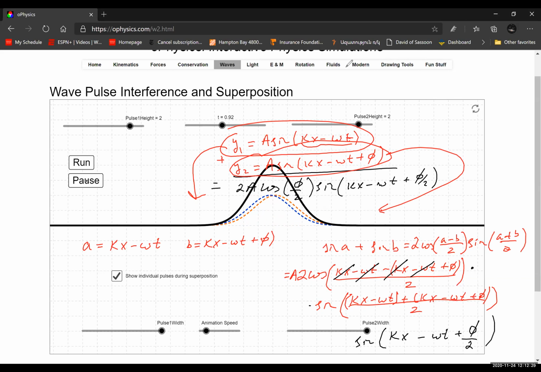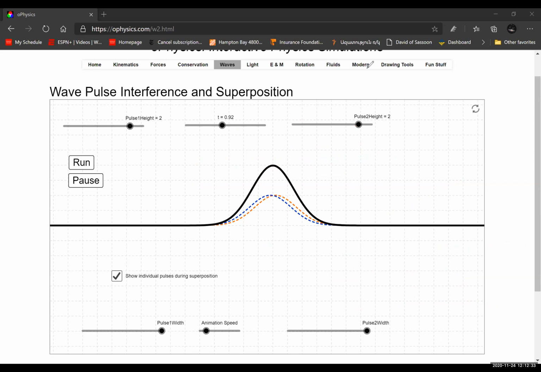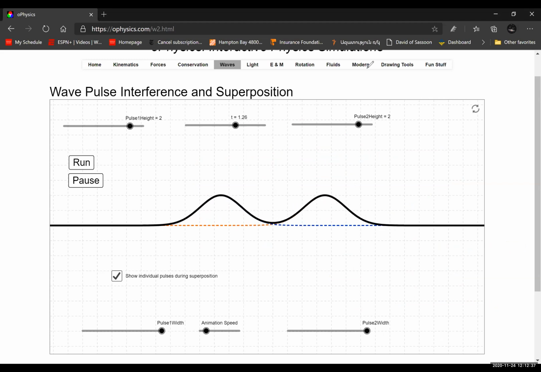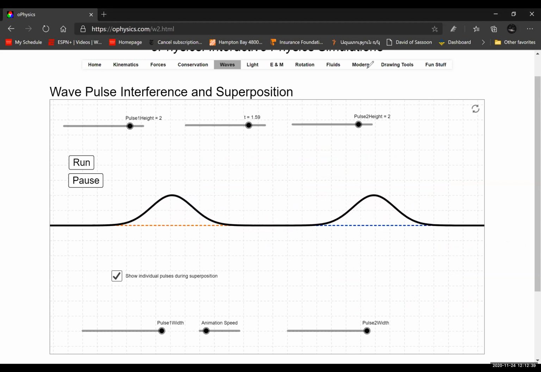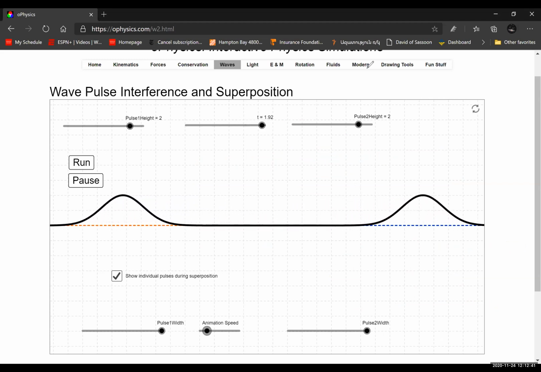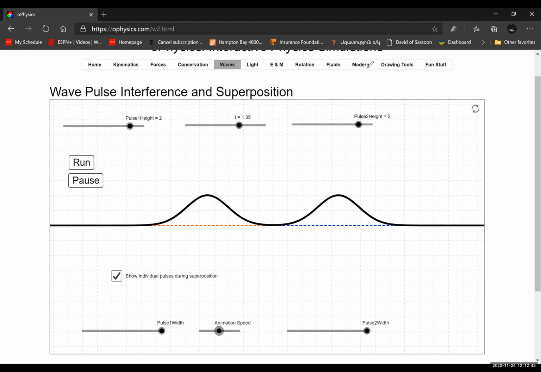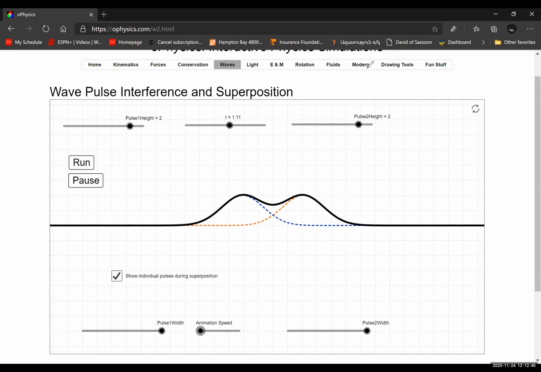But let me clear everything I have on the screen, and let me do this. So I am doing this for the two waves that have positive amplitude. Let's see what happens. When they overlap, they create a wave with much greater amplitude. This is known as constructive interference, because they construct a much greater wave.